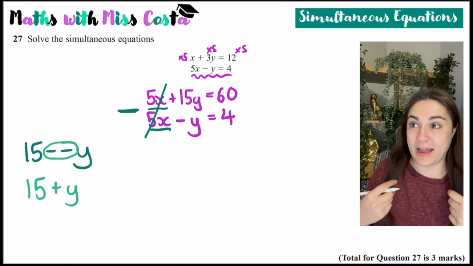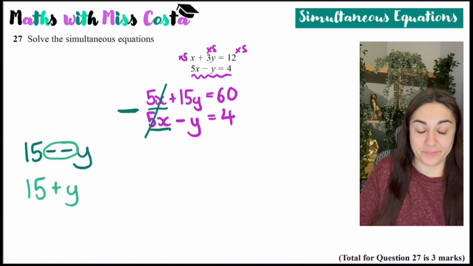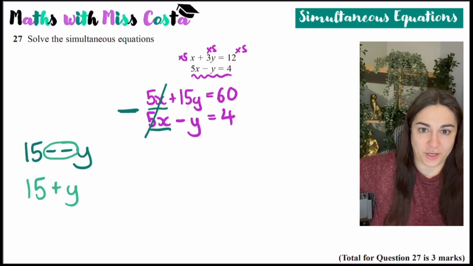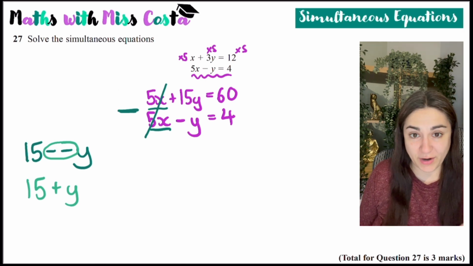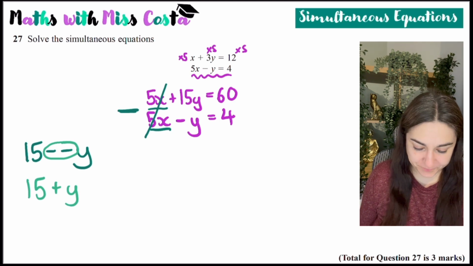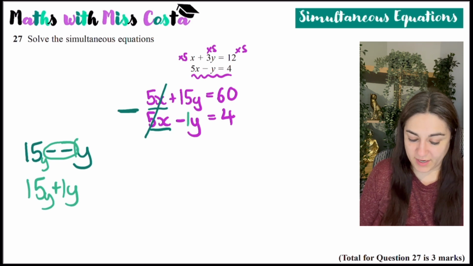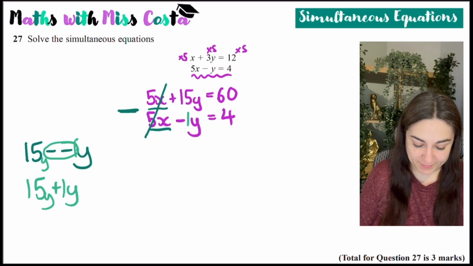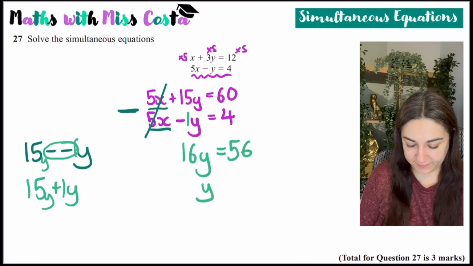So if you think about having ice cubes in soup, and you take out the ice cubes, the effect is that you're going to make it warmer because you're taking out the cold, you're taking out the negative. So subtracting a negative is the same as adding. So 15y, that was meant to say 15y minus 1y. So 15y take away negative y is the same as saying 15y plus y, which would give me 16y. And then 60 take away 4 is 56.